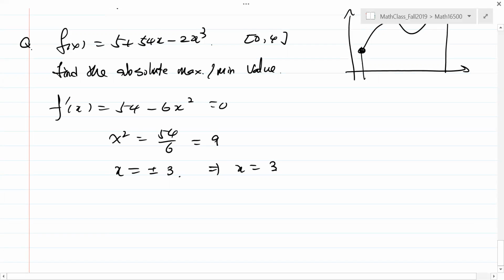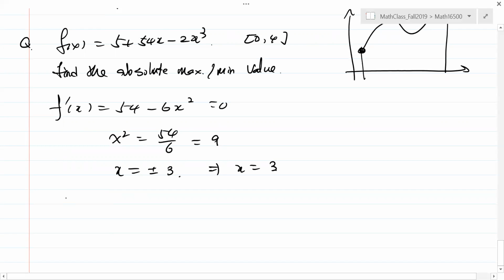Okay. So we found the critical number. That's our candidate for the function to have a maximum value, a minimum value, right? So according to the theorem, the function must have an absolute value, and it could be at the endpoint, or it could be at the critical number. But it must be in one of the cases.